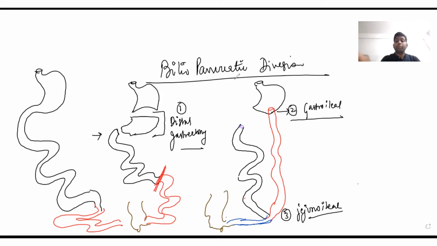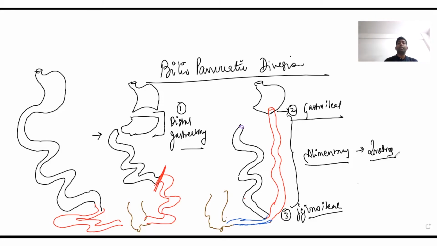Now there are a few things to remember in this. What is the length of this limb? First of all, this limb is called the alimentary limb. The length of the alimentary limb is kept around 2 meters, unlike in Roux-en-Y gastric bypass where it was 1 meter. The length of this common channel is kept around 0.5 meters.